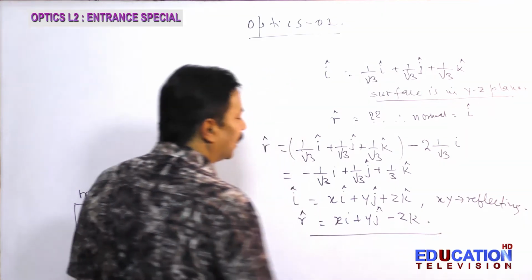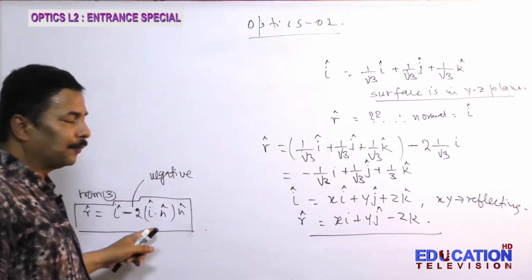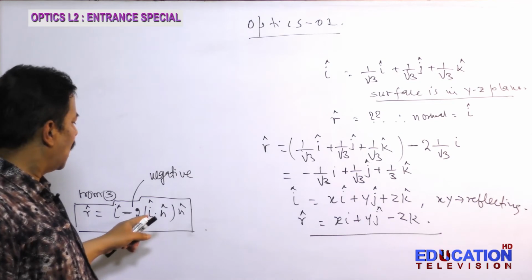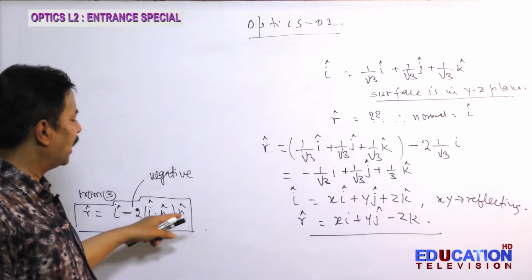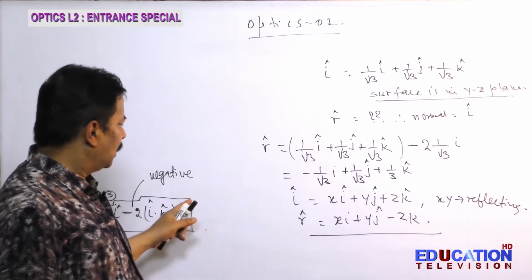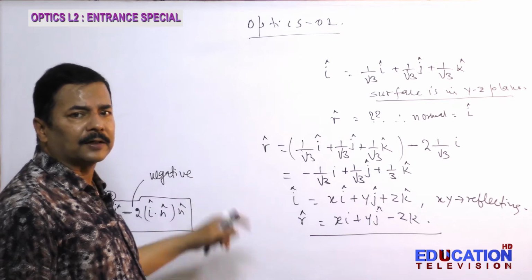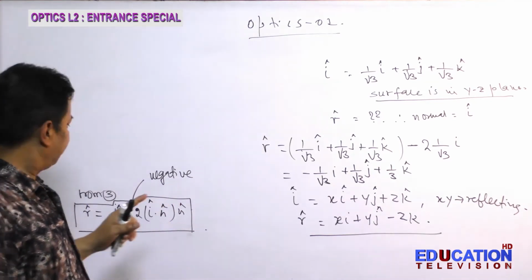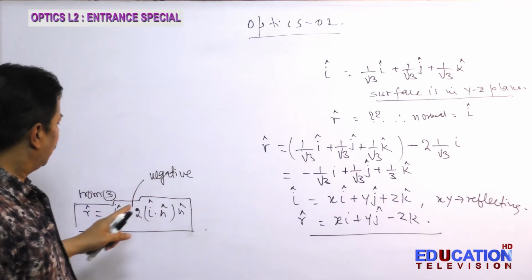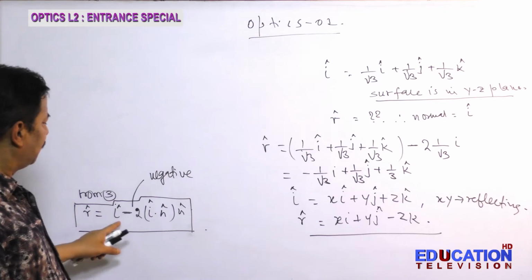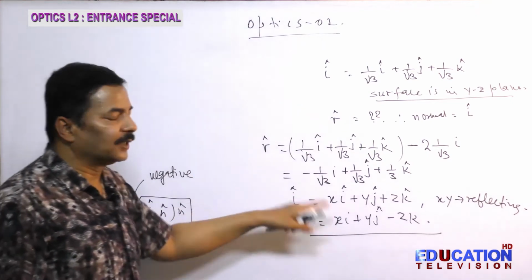This is your reflected vector, and that comes from this relation only: I minus 2(I dot n cap) n cap. So this is your law of reflection in vector form. We have seen that if the incident vector is along I, then the reflected vector will be given by this result.